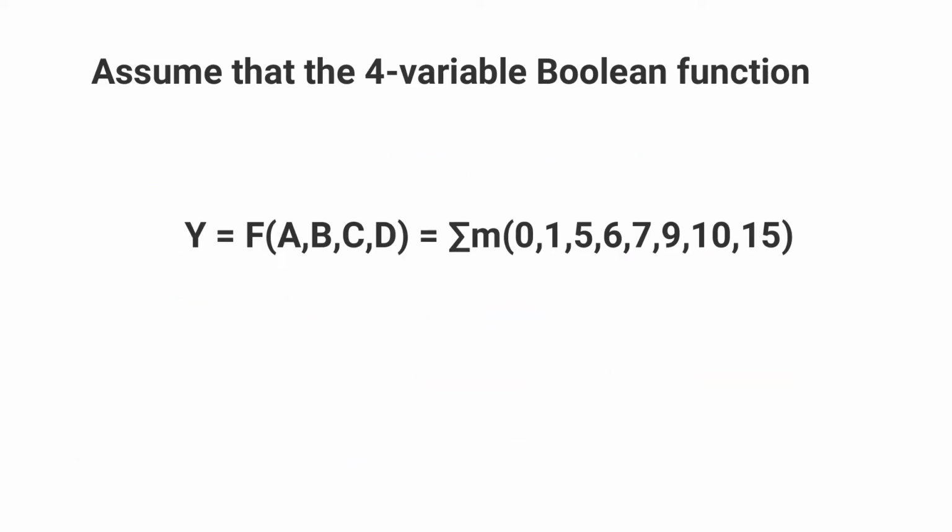Before this, you need to have a 4 variable Boolean function, and the Boolean function that we have taken for this 8:1 multiplexer is, for a given function f of a, b, c, d, that is summation of m, the min terms are 0, 1, 5, 6, 7, 9, 10 and 15.